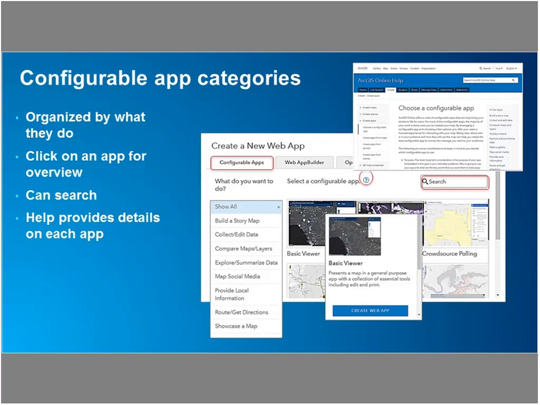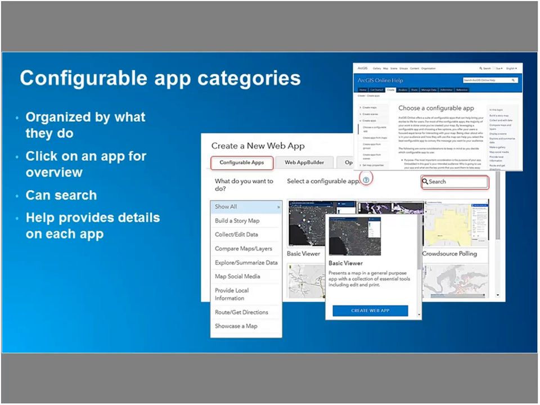Or what if you want to compare different types of maps? There's some cool comparison options such as a swipe and a spyglass. And again, there's other categories such as exploring and summarizing data. If you're working with data collected from social media or you want to provide directions, when you select all these different categories, you will be taken into a gallery of all those templates that are available for you.